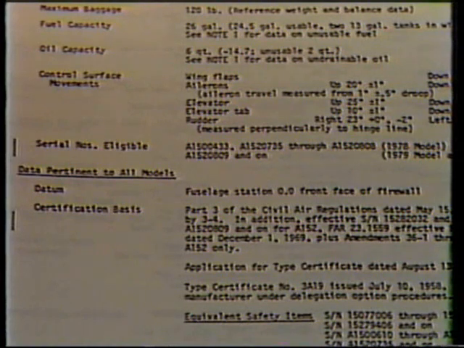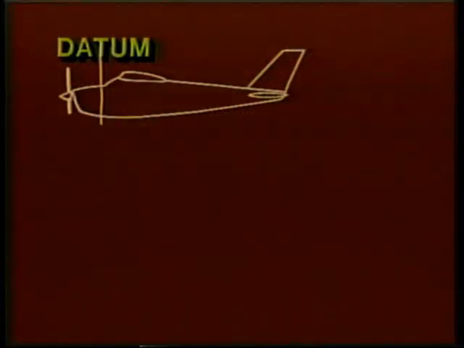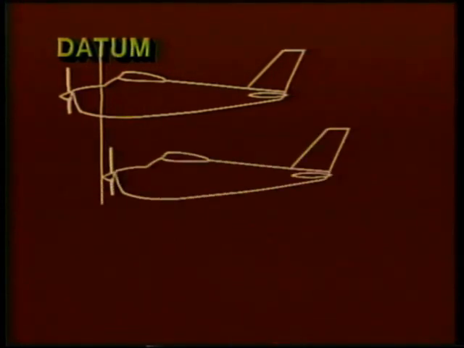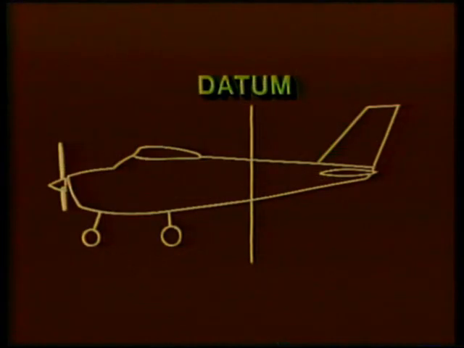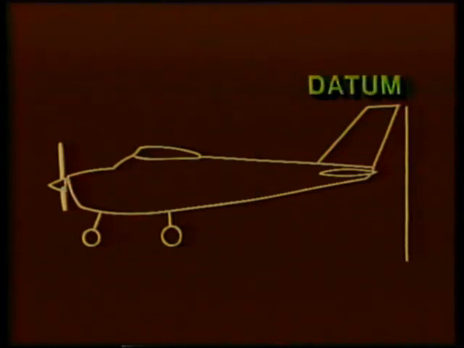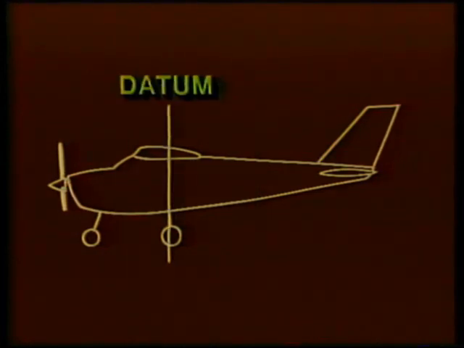Aircraft manufacturers may locate the datum anywhere on or off the aircraft. The location of the datum for a particular aircraft is given in the aircraft's certification documents. Common locations for datums are the firewall, the tip of the propeller spinner, and at a specified distance ahead of the aircraft. It should be emphasized that the datum is only a reference and may be located anywhere the manufacturer decides.